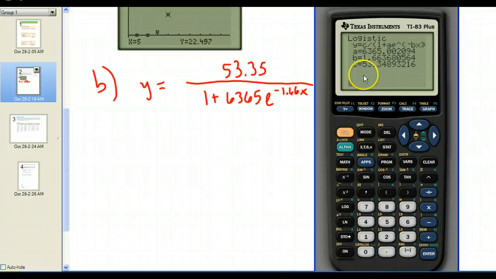I went ahead and threw it in here. 53.35, that's our C, and it goes up top, divided by parentheses, so all this is the denominator. 1 plus A was 6365.00, so to 2 decimal places, that's just 6365. E to the power of negative 1.66, again to 2 decimal places, and then just x. So there's our model.